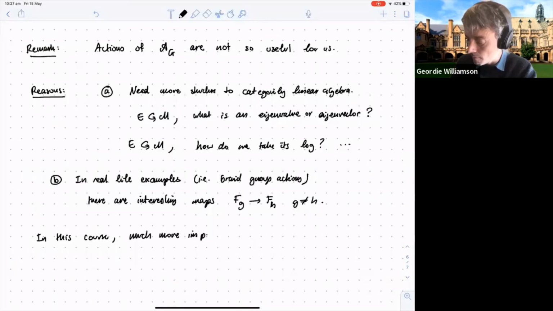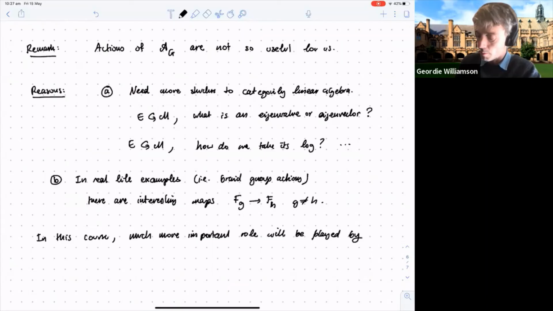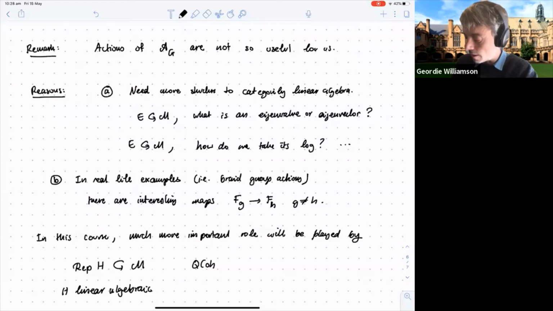And in this course, a much more important role will be played by the actions of two monoidal categories, so rep H on M, where H is linear algebraic, and the other very important object will be quasi-coherent sheaves on some scheme or stack on M.